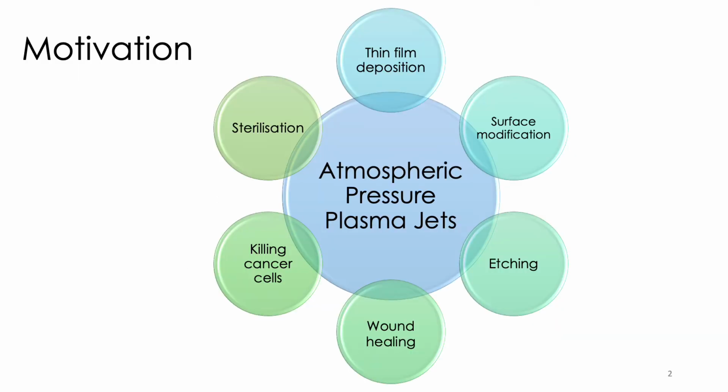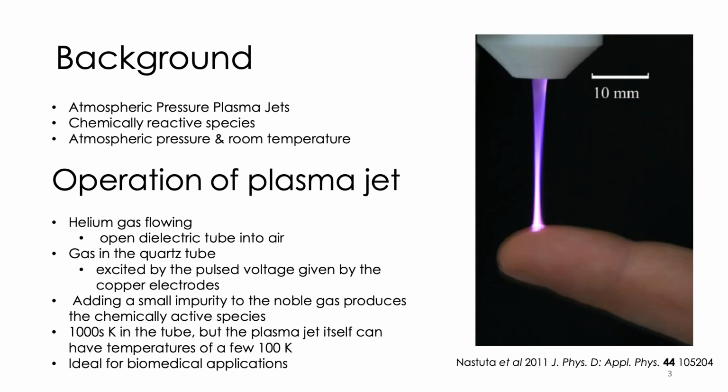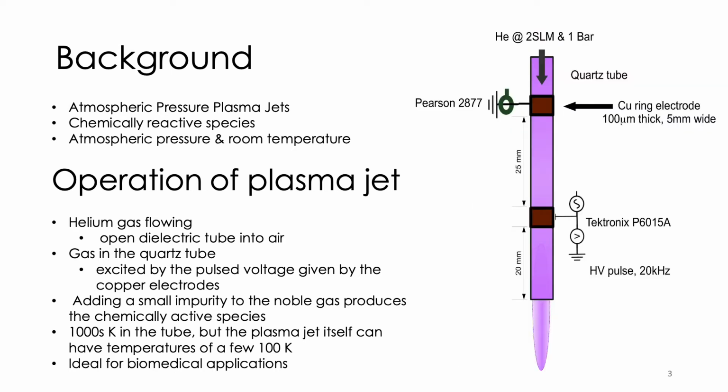Over the last 20 years, there has been an increase in the use of non-thermal or cold atmospheric pressure plasma jets. Plasma jets are used routinely in material processing and biomedical applications. Atmospheric pressure plasma jets are sources of chemically reactive species that can be operated at room temperature and pressure for a wide range of applications.